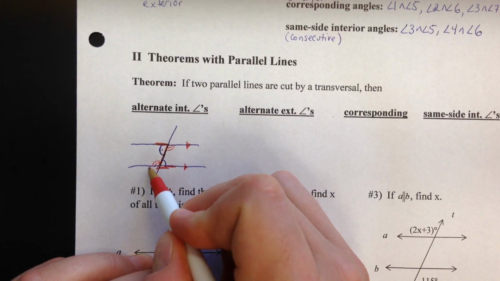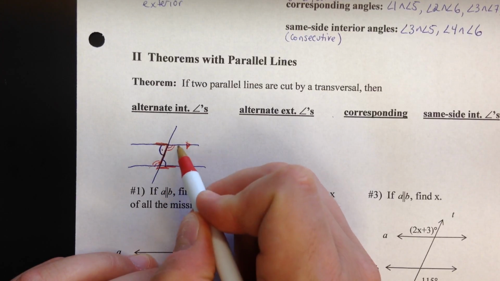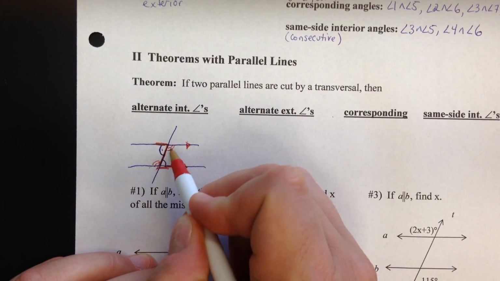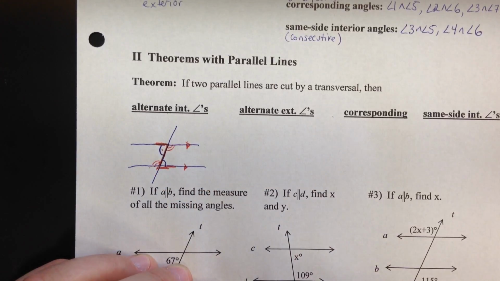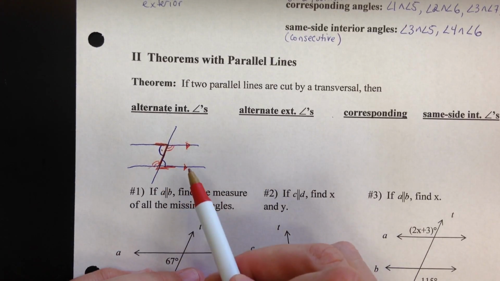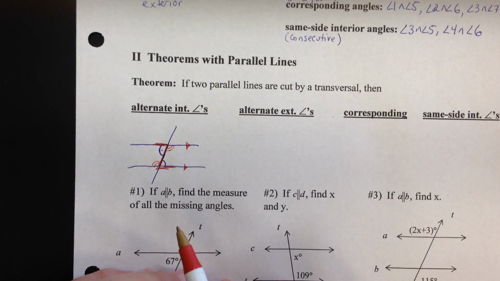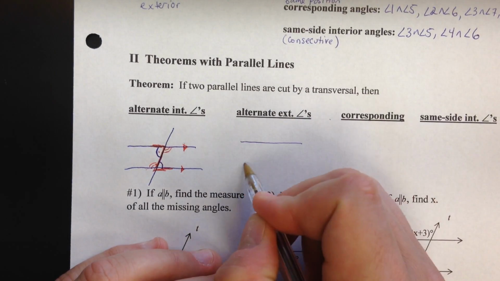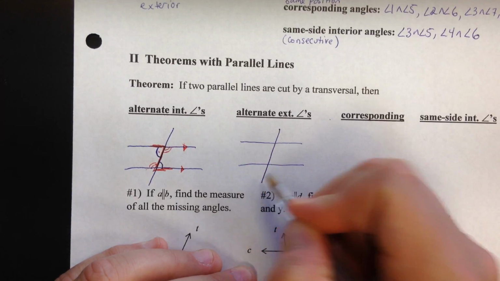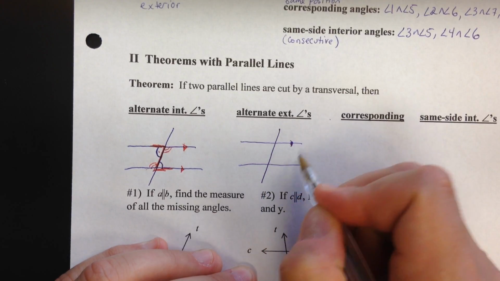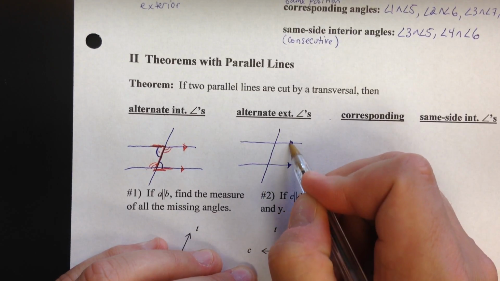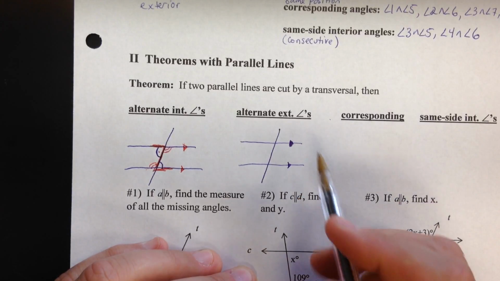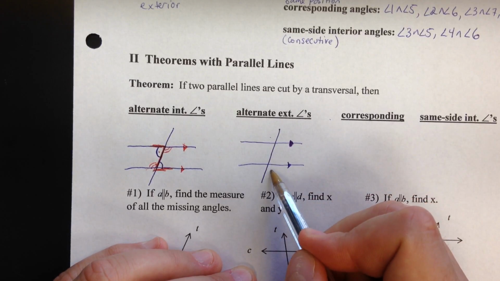So it's like a backwards Z. This has a Z shape, but also the backwards Z, those are going to be congruent. Those are alternate interior angles. That's always true if the lines are parallel. When you have two parallel lines cut by a transversal, and then also the alternating exterior angles.